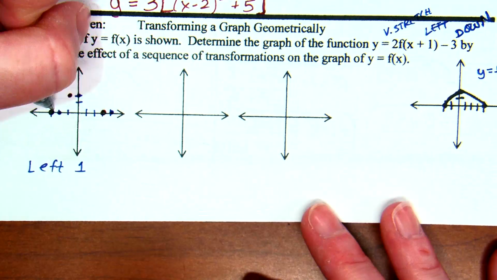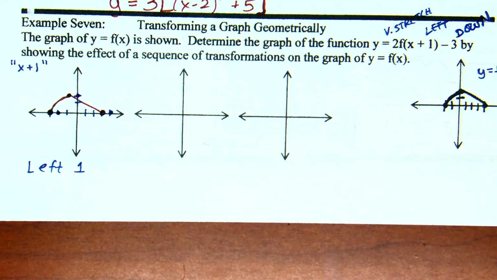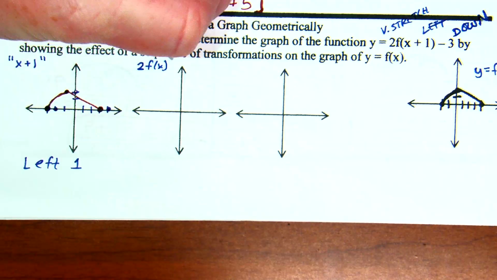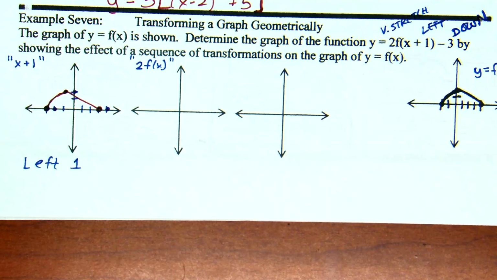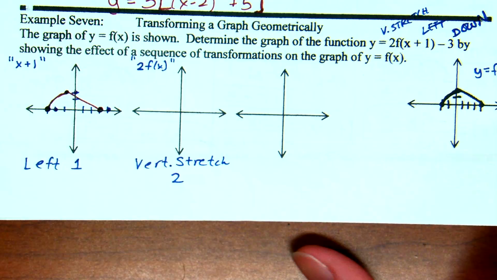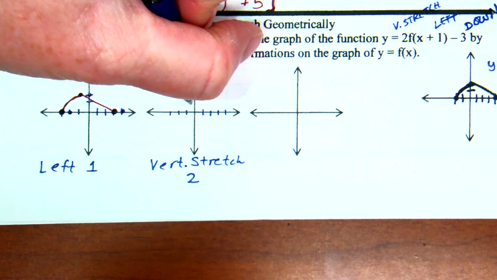Now, when I draw this, I kind of draw a curve on that part and then more of a straight line there. It's really more about the points, right? It's about getting those points. Since we did left 1 first, what must I do next? We must stretch it. Those two are interchangeable, but they have to be the first two done. So this is a vertical stretch by a factor of 2.